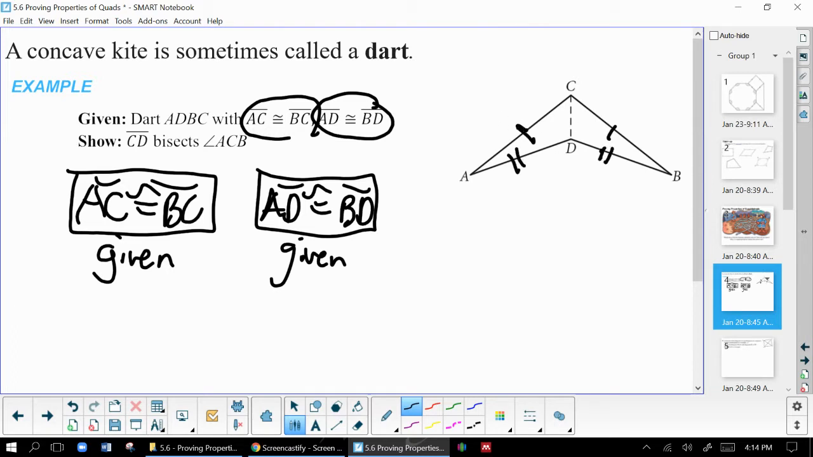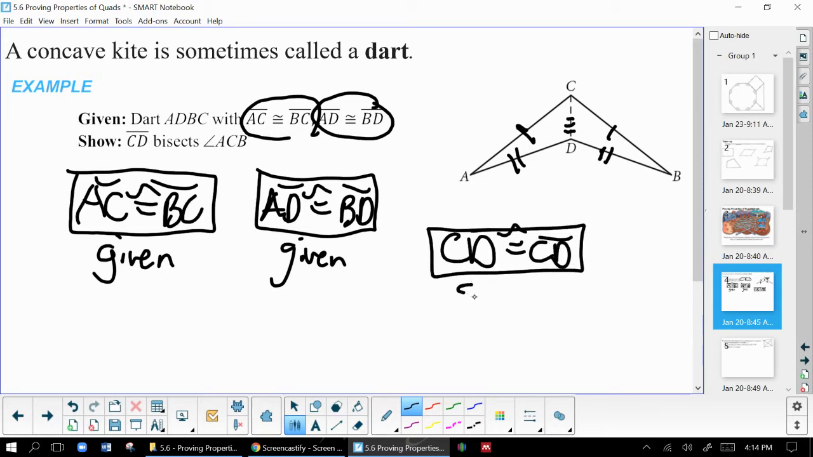And then we still have to look for a third thing, and this is a fairly common third thing, is to look for any shared sides between them. Almost all of these quadrilateral ones are going to have that shared side. So CD is congruent to CD, same segment.